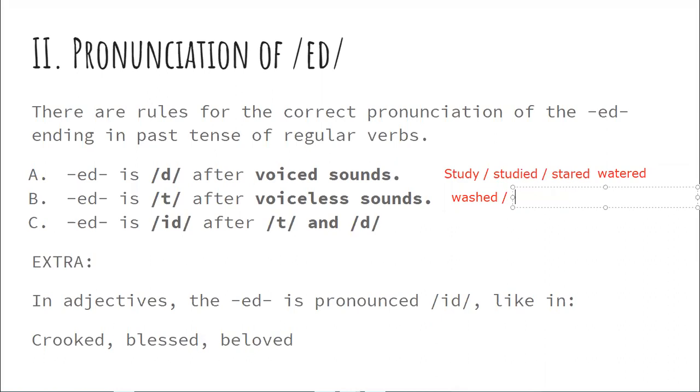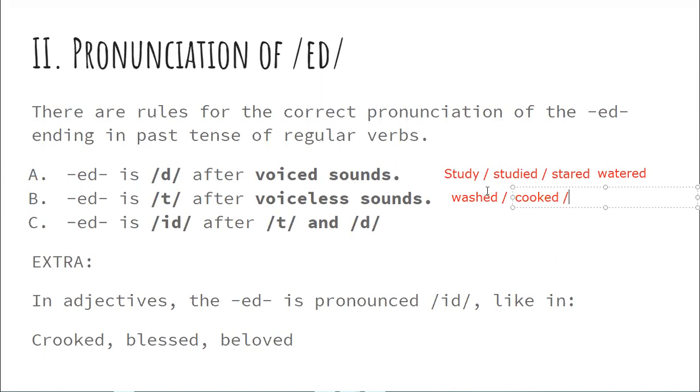Cook. En verbo regular, ¿qué le ponemos ahí? Sonido K. No vibra. Pasa al aire, obvio, pero no vibra. Entonces, su ED sería cooked. He cooked yesterday spaghetti and pasta. Or he cooked a nice lasagna for the family.